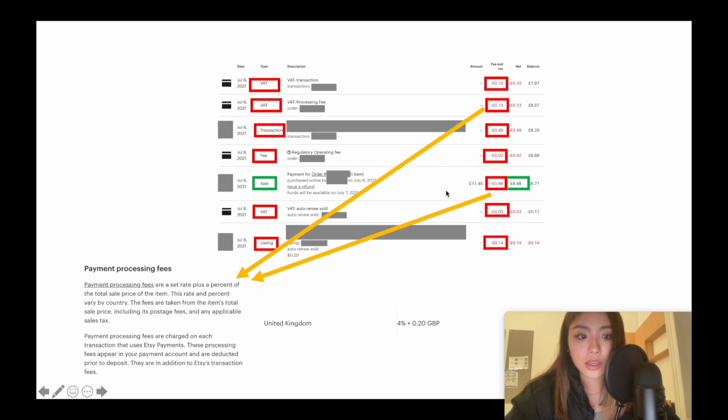Now you'll notice something interesting. Here, this is the amount that the customer pays. Okay, so $11.45, and the payment processing fee is 4% plus 20p, which is 0.66. But $11.45 minus 0.66 is not exactly 8.88, is it? So why is this net 8.88? Where's the extra money gone?